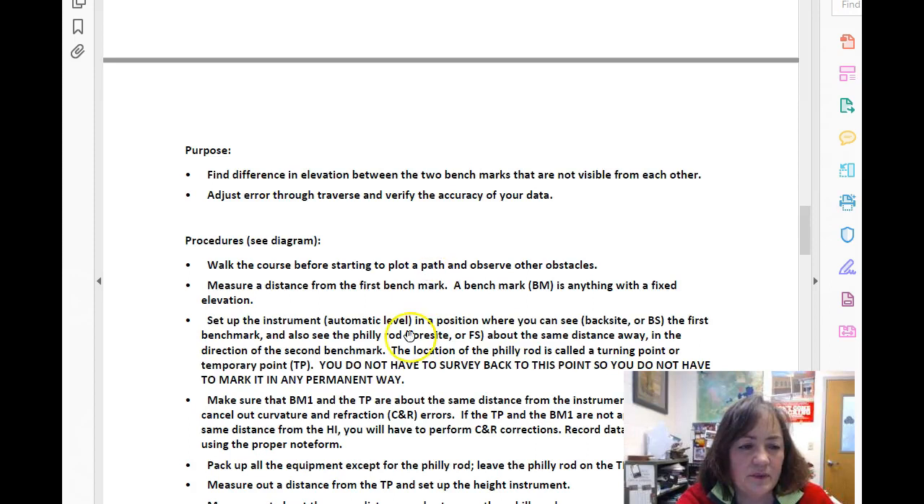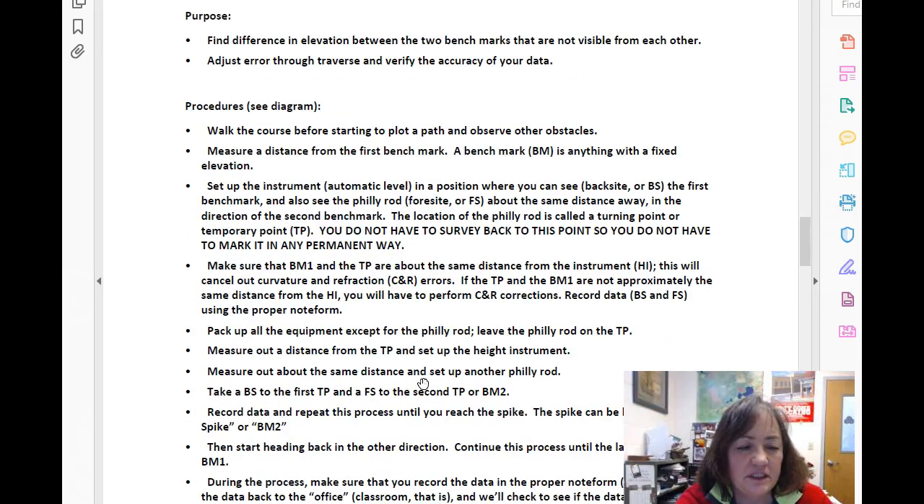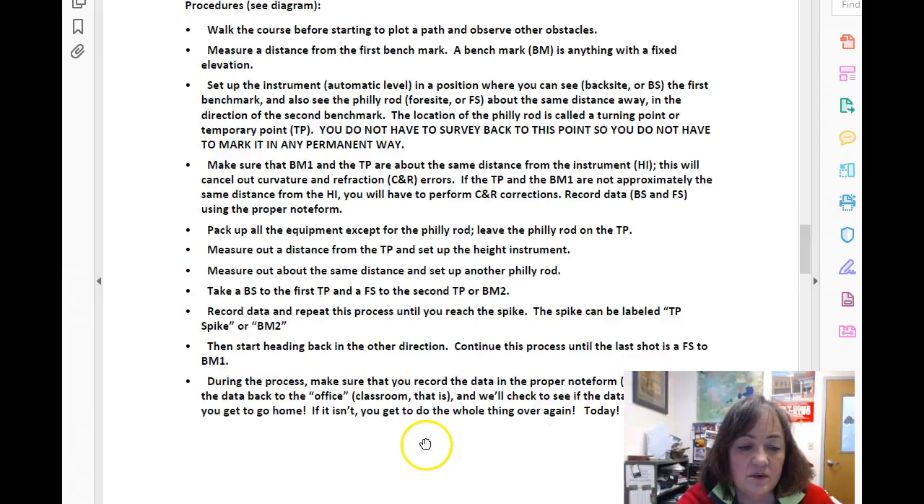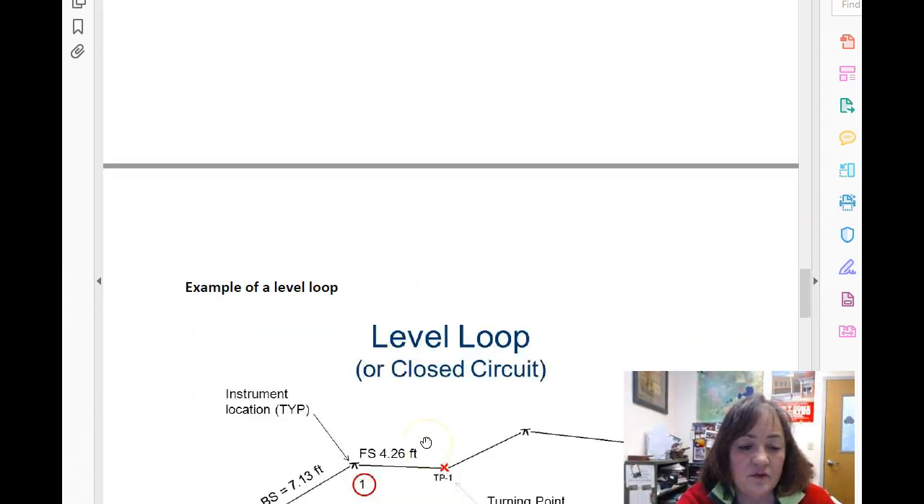Okay, so as we said, the purpose is to find the elevation difference. There's a little bit of a procedure, some of which you've already followed, but I have a picture down here, a little diagram that I'm going to go to next to show you a little bit better, and then to show you how it looks when you record it in your note forms.